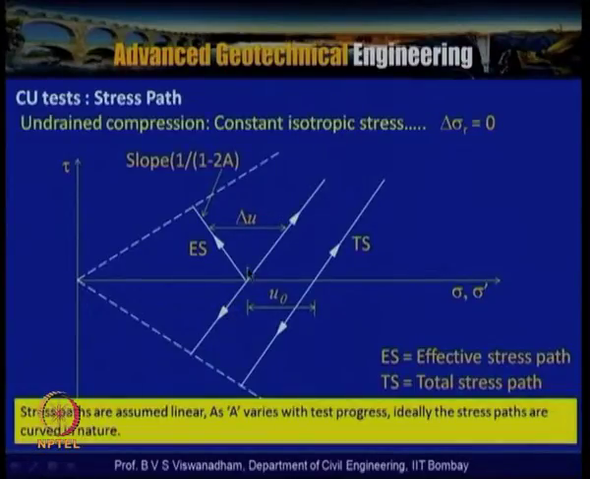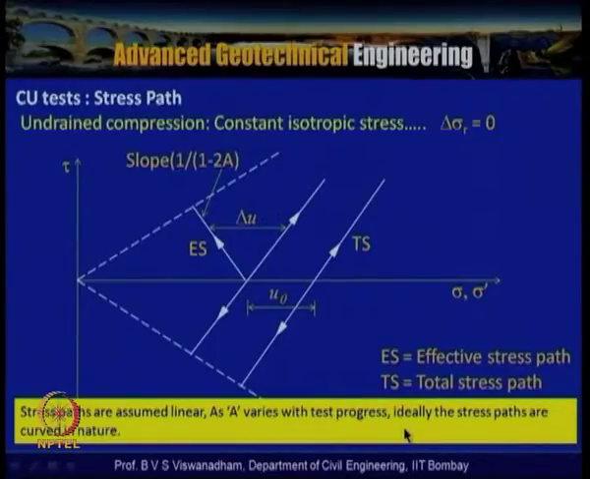Here, this is the total stress path, and this is the effective stress path, and the difference is because of the delta u during the shear. If A is constant, the slope of this line is 1 by (1 minus 2A). So the stress paths are assumed to be linear.